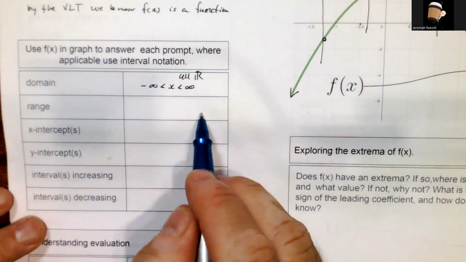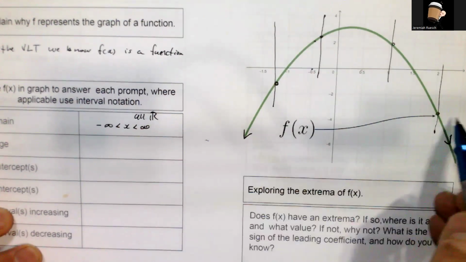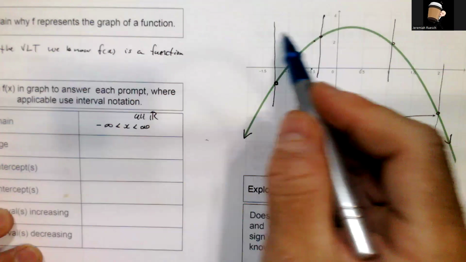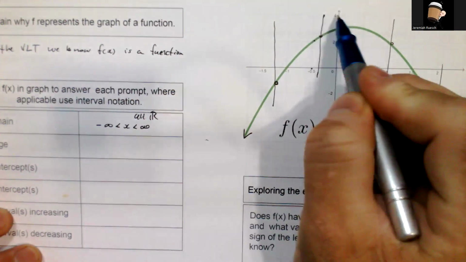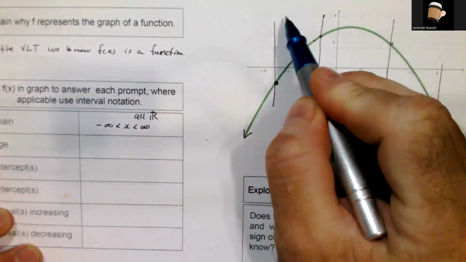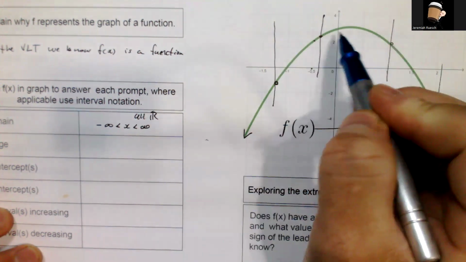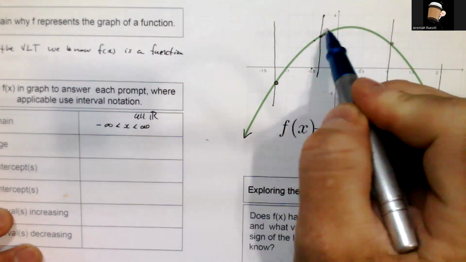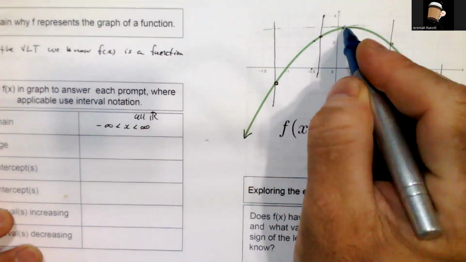Now the range is very similar. However, do you notice that if we draw horizontal lines going this way, there is a value at which my horizontal line no longer intersects the green curve? For example, the horizontal line y equals 4 does not intersect the curve. And so the range actually stops at a certain point, and we've got to figure out what that value is here.